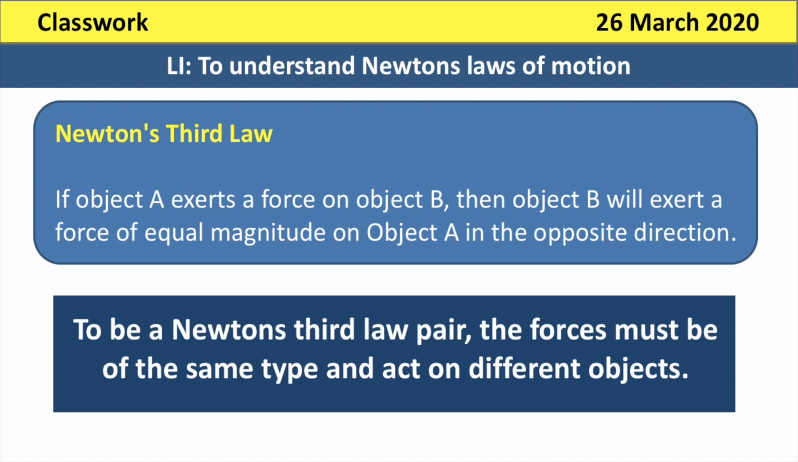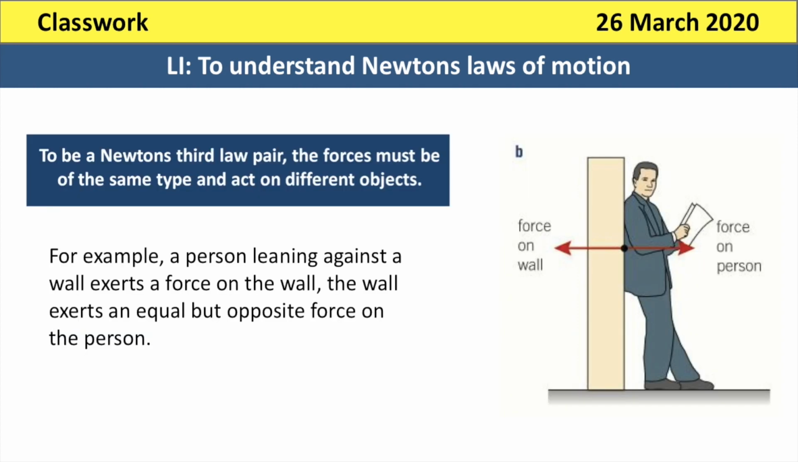We're now going to look at two situations where Newton's third law applies, and we're going to be using the phrasing from Newton's third law to explain what is going on in those situations. So the first situation is this man leaning on a wall. So you've got the man leaning on the wall.